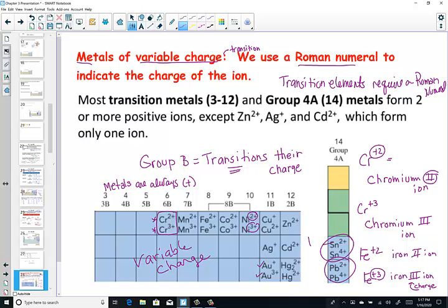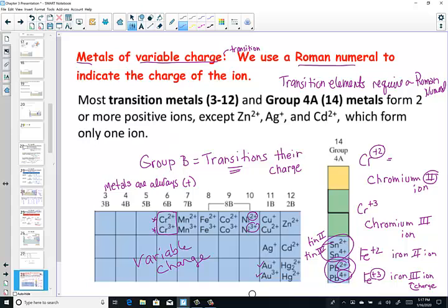In nature, we have a tin 2 ion, and we have a tin 4 ion, and the same for lead. Lead, Roman numeral 2, lead, Roman numeral 4. You don't know until I tell you by using a Roman numeral.